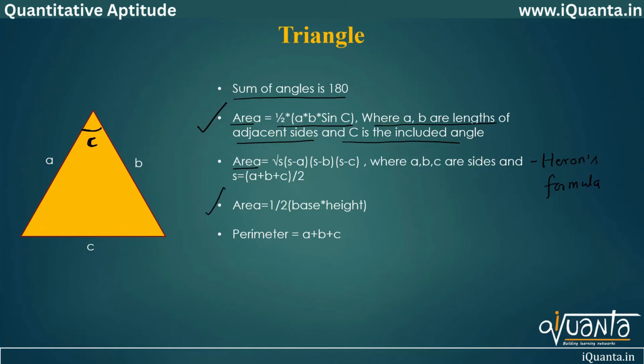Another formula to find out the area of a triangle is half base into height. So if you only know the length of the base, which is c over here, and if you are given the height of this triangle, you can easily find out the area using this formula. Last one is the perimeter, which is given by a plus b plus c. If all the sides of a triangle become equal, then it will be called an equilateral triangle. Then its area is given by root 3 by 4 into side square. This will be the formula of area of an equilateral triangle.